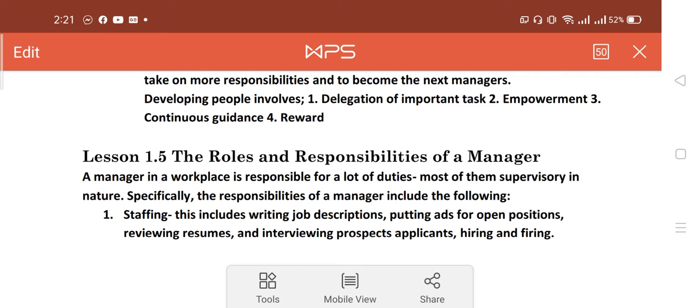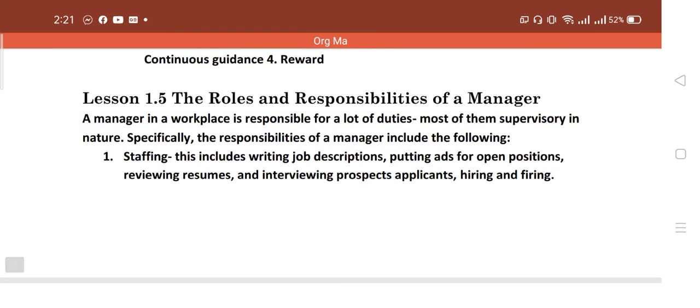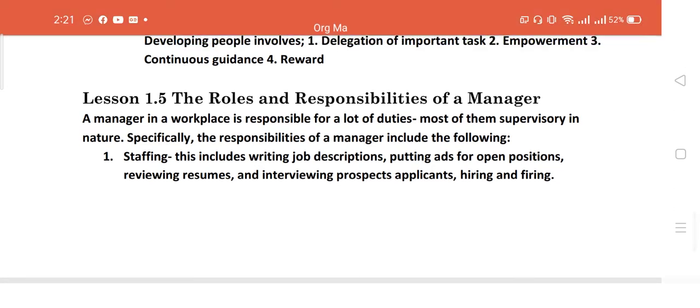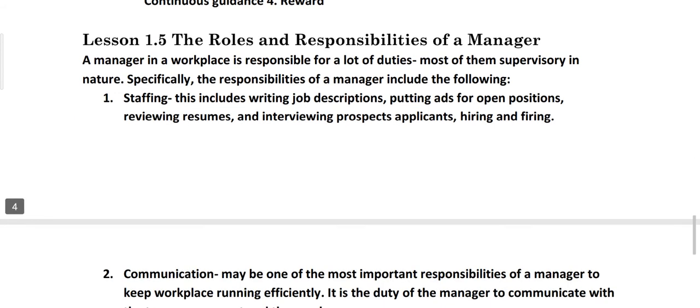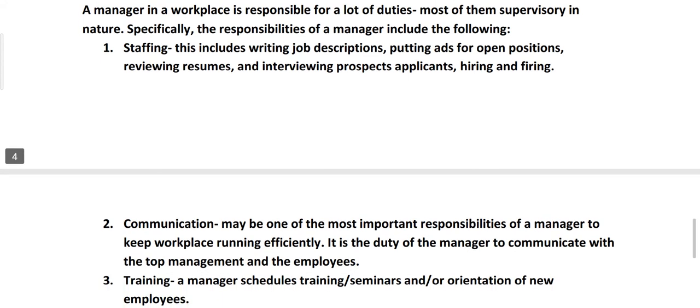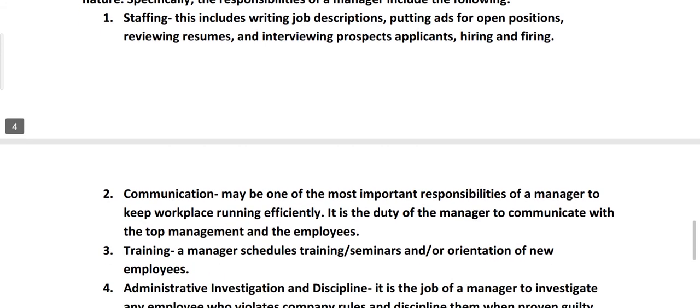A manager in a workplace is responsible for a lot of duties, most of them supervisory in nature. Specifically, the responsibilities of a manager include the following. First, staffing. This includes writing job descriptions, putting ads for open positions, reviewing resumes, and interviewing prospects, applicants, hiring, and firing. So, malinaw naman yung staffing.